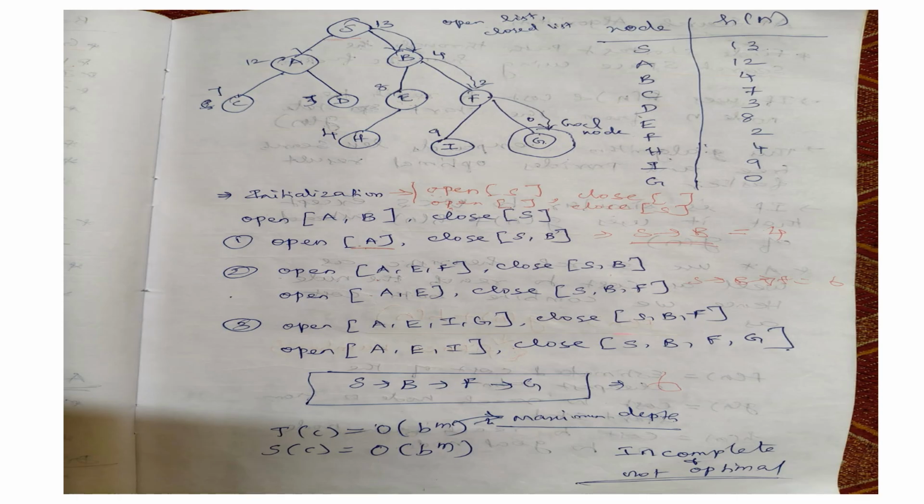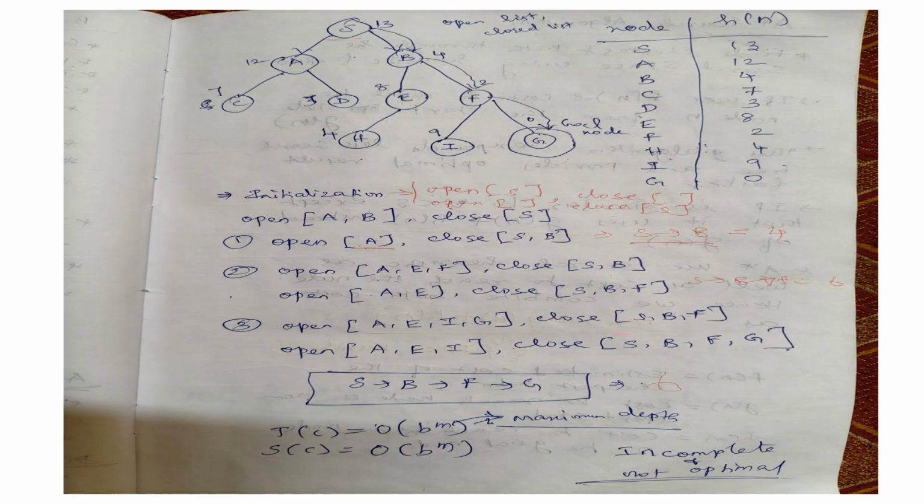Next is expand B. Now the successor of B will be E with h equal to 8 and F with h equal to 2. So now move B to closed. So open of A comma E comma F, closed equal to S comma B.